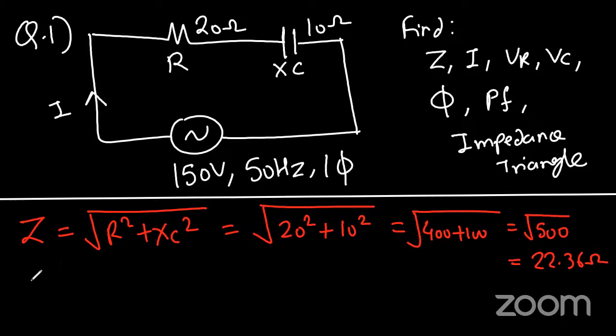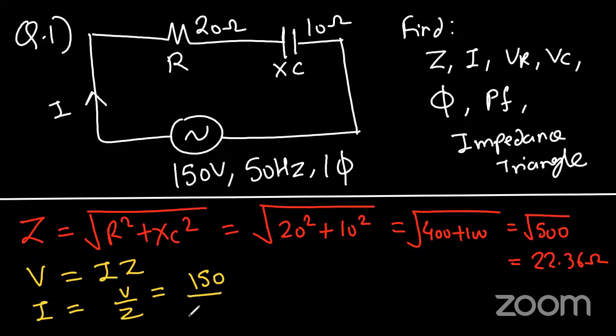Then go for I. How to find I? V is equal to IZ. So I is V by Z. V is how much? 150. And Z is 22.36. So find out I.